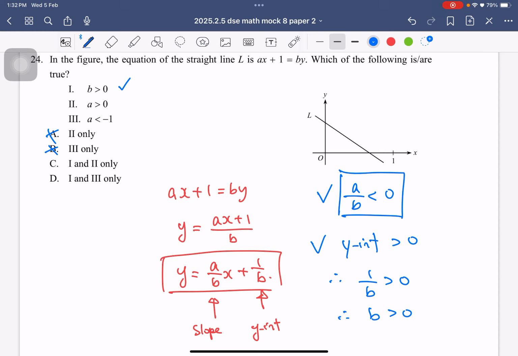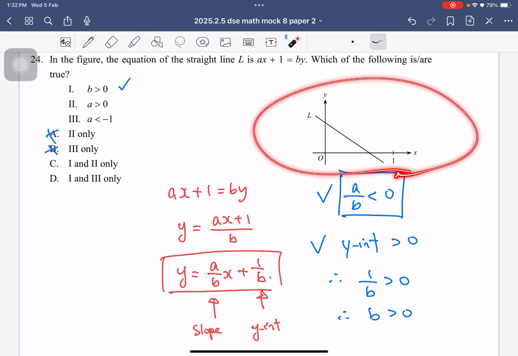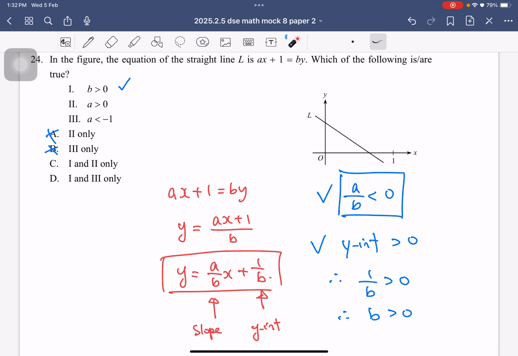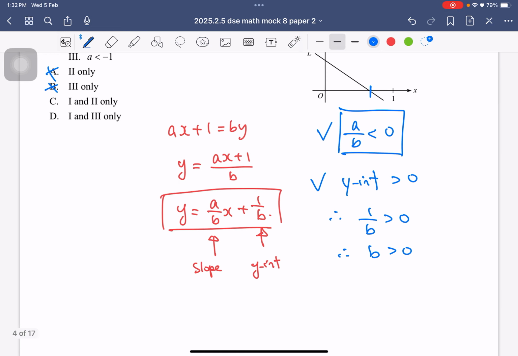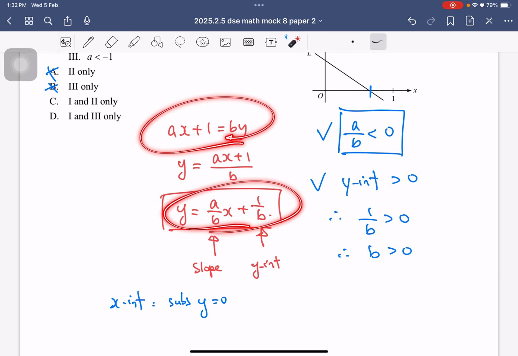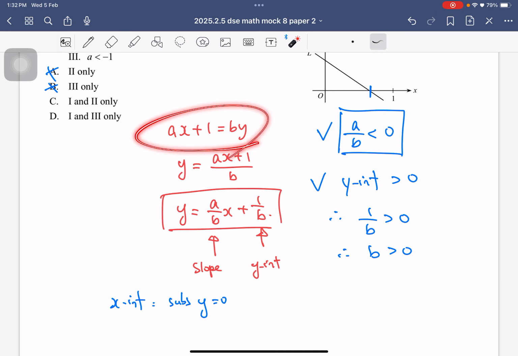Okay? So after that, is there anything else from the graph we haven't used? We haven't used the 1 and the x-intercept, isn't it? So now we can say this is the x-intercept. X-intercept means you need to substitute y equals 0. Into which formula? Into this one or into this one? The blue. They are actually the same one. But of course, I use this one, it's easier.